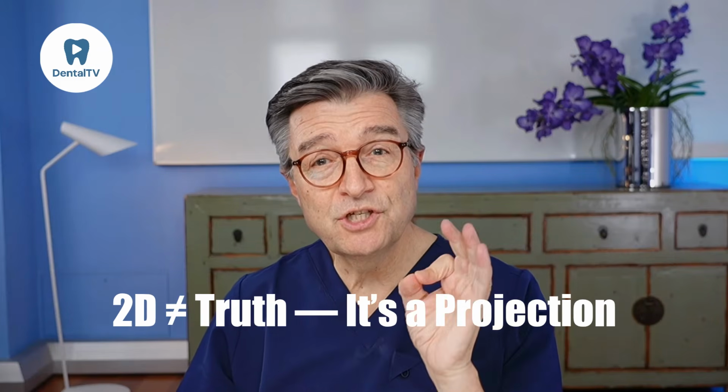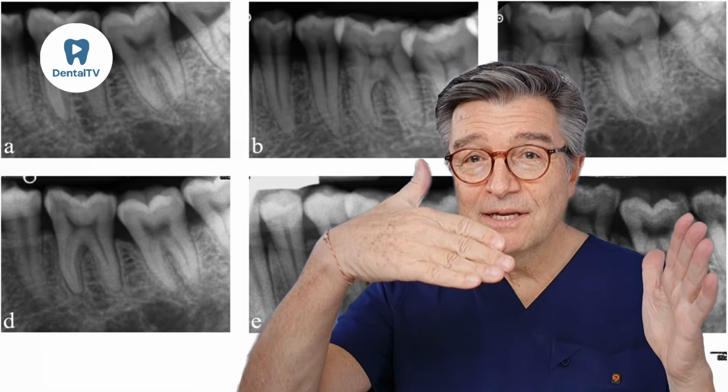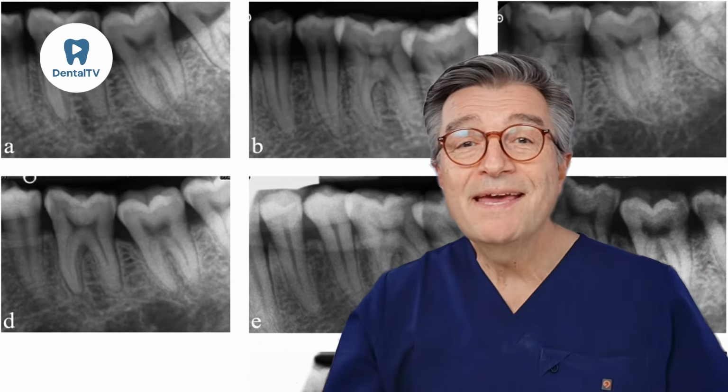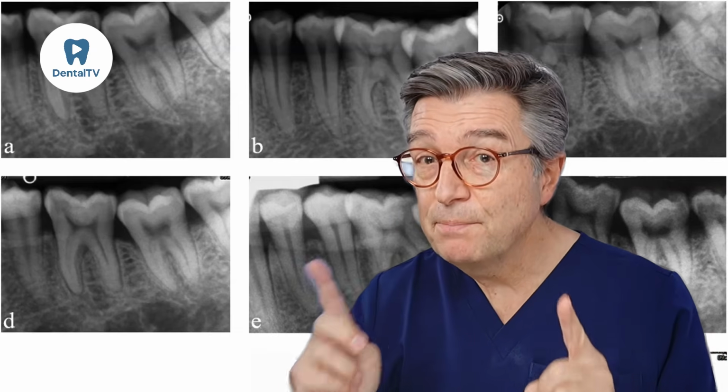There are 3 core principles you must master in 2D imaging. Principle number 1, projection changes everything. Every X-ray is a projection. One change in tube angle can make a root seem curved or straight, shorter or longer, or make a lesion appear or disappear.